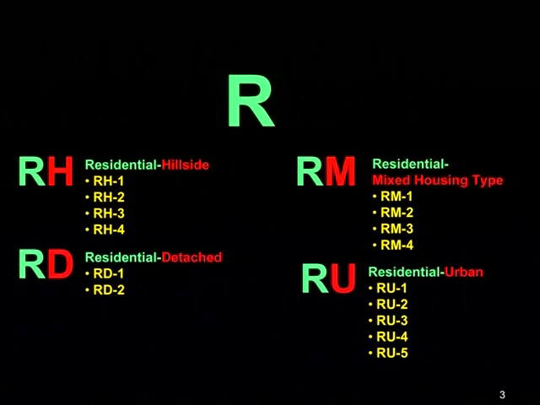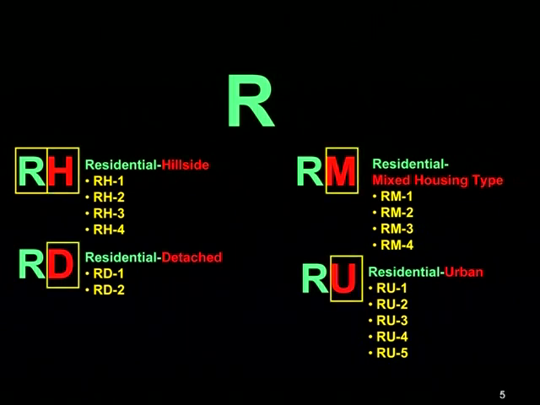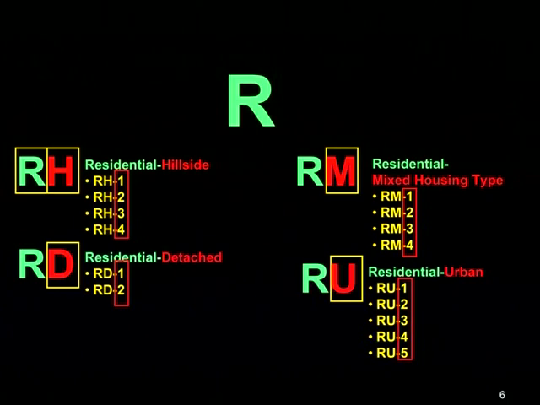Each residential zone consists of 2 letters and a number from 1 to 5. The first letter, R, indicates residential. The second letter relates to the general plan map category. The RH zones correspond to the hillside residential category. The RD zones correspond to the detached residential category. The RM zones correspond to the mixed housing type residential category, and the RU zones refer to the urban residential category. The numbers distinguish the density allowed in each zone. In general, the districts get more dense as you move through this list.